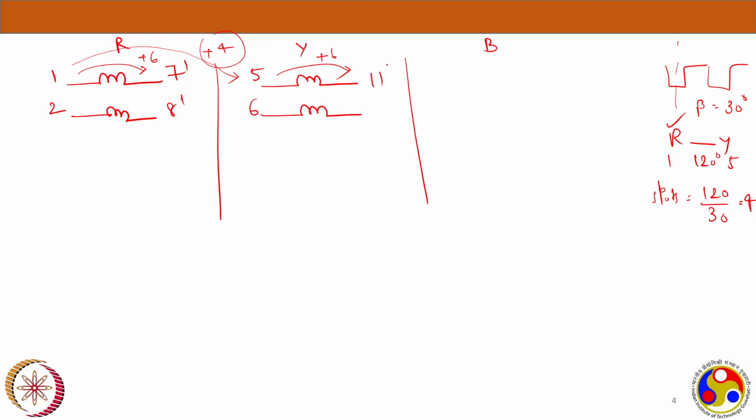Now the next one is 6. This is 11 dash because it's the returning side. And if it is 6, it's in the 12 dash. It's the second coil in the Y phase. So similar thing we will do for the B phase.